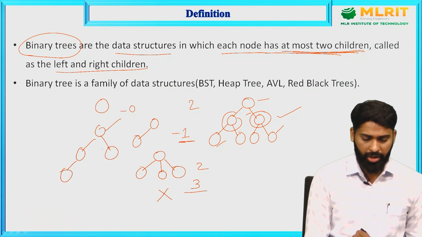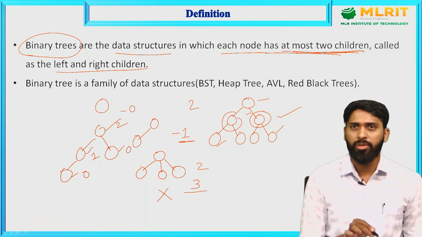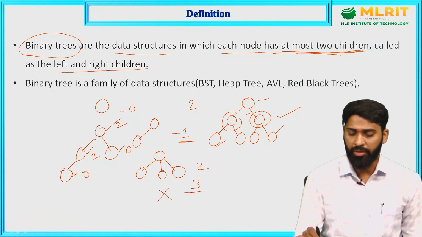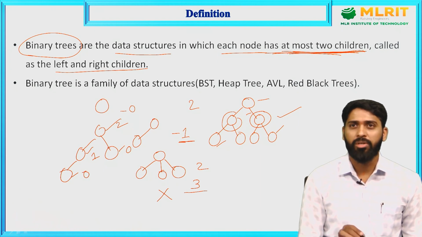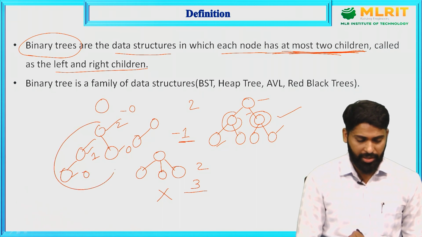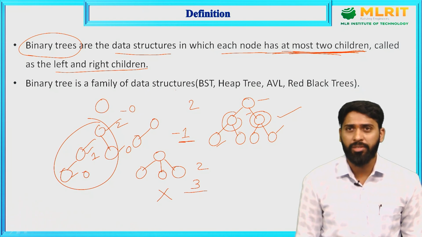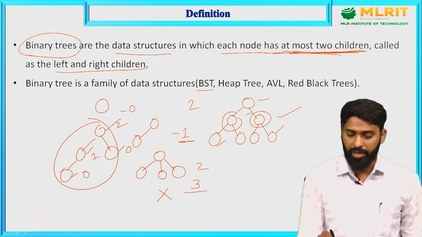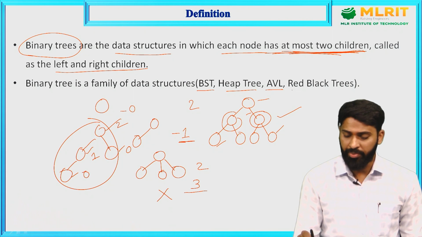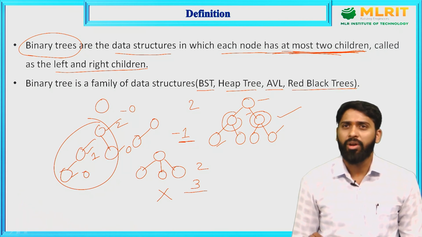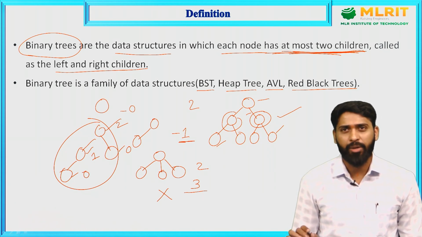Now, this node has two children. This node has 1, this node has 0, this node has 0. All the nodes satisfy the condition of at most two children. So, we say that this tree is a binary tree. Binary tree is a family of data structures: binary search tree, heap tree, AVL tree, red black trees. I hope you all understand what is a binary tree. So, a binary tree is a data structure in which each node has at most two children.